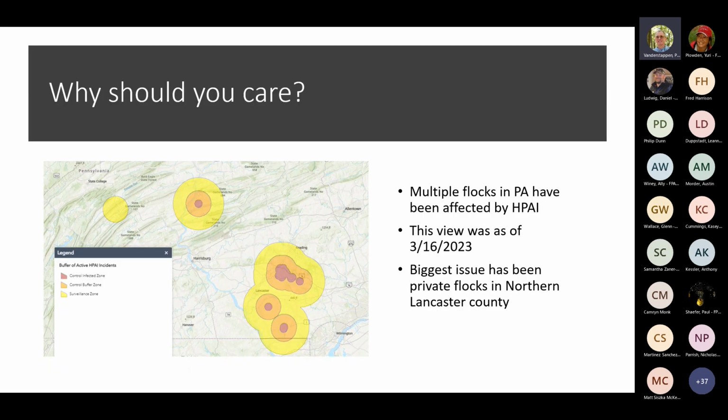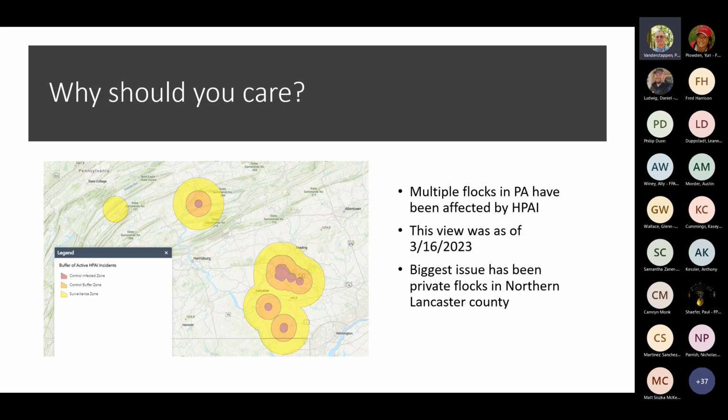So why should you care? It's always a challenge. Some things are pretty remote, but if you take a look at this map, it's probably hard to see on your screen, but you see all these yellow blotches in there, and those are multiple flocks in Pennsylvania that have been affected by HPAI. This was March the 16th, when I took that view. There's an up-to-date map showing all these different sites, and certainly Pennsylvania is in the thick of this. And those are the big flocks.